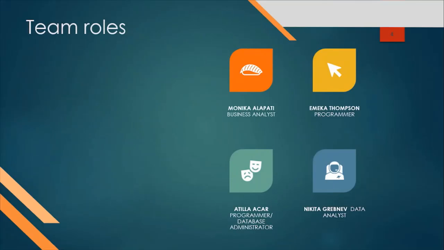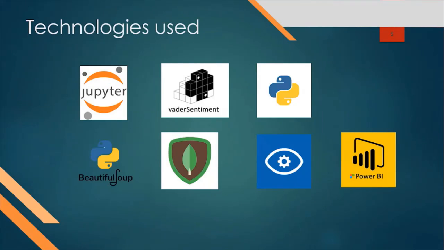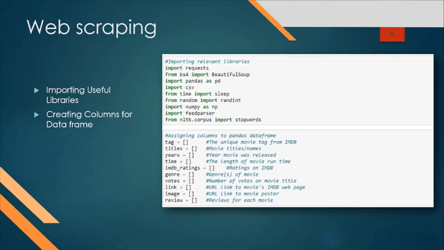I'm Monika Alapati, acting as a business analyst, Emeka Thompson, programmer, Attila Acar, database administrator, and Nikita, acting as a data analyst. Tools we used are Jupyter Notebook, Weather Sentiment, Beautiful Soup, MongoDB, Python, Custom Vision, and Power BI for visualization. So the web scraping part will be explained by Emeka Thompson.